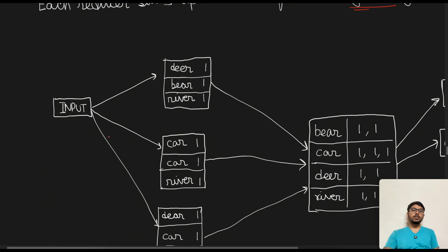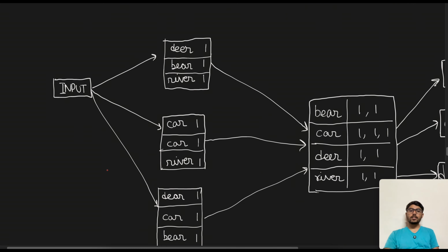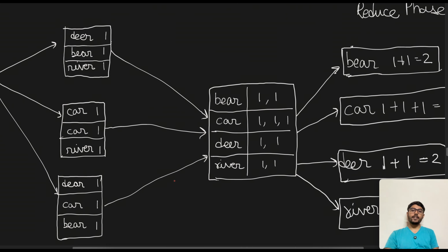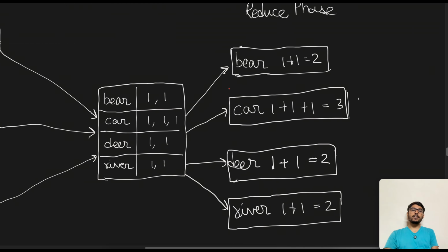Okay. So in this one, this is the mapping phase, fine, this is the shuffling phase. Now in the reduce phase, we see we are doing the summation, right.